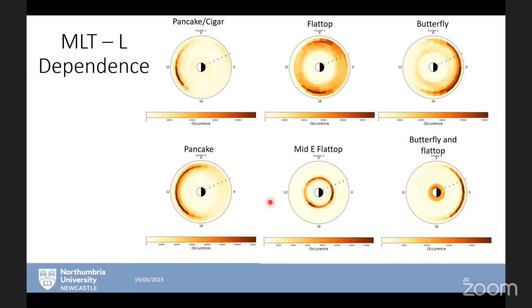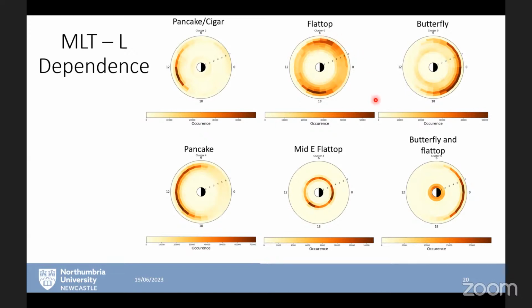What we can see from these figures is that our pancake type distributions are very dominant on the day side of the Earth, which is noted by this white semicircle. Our butterfly distributions are along the night side of the Earth, which is noted by the black semicircle. And one of our flat top distributions shows an intermediate phase between a pancake and a butterfly by having dominant occurrences in the dawn and dusk sectors.